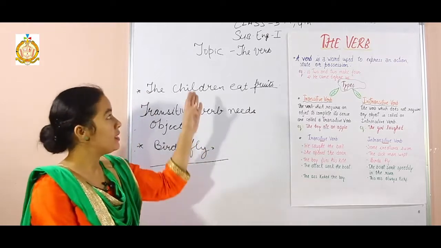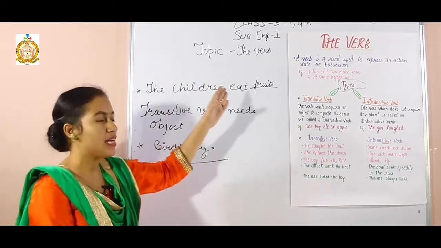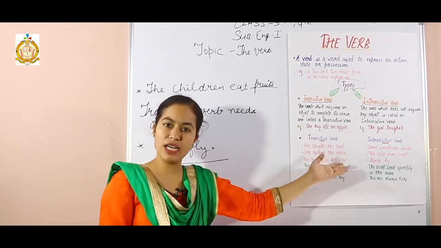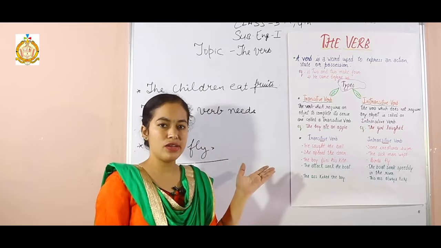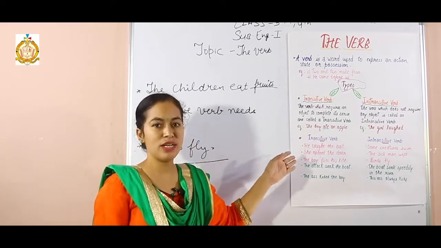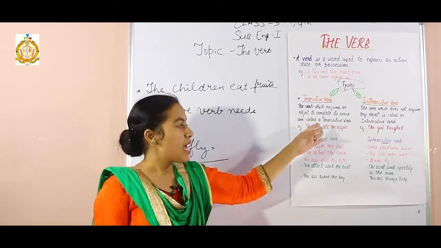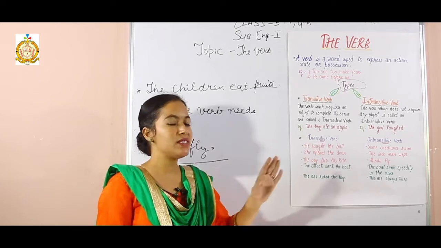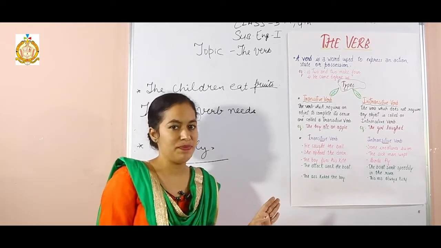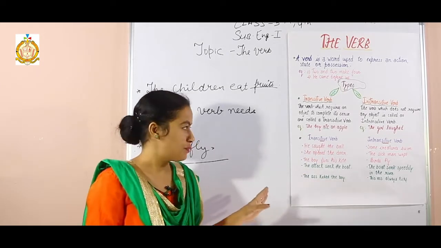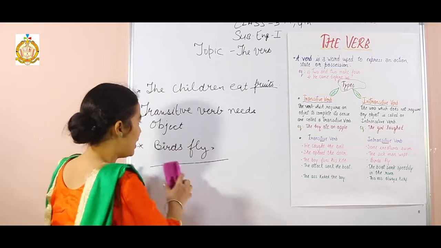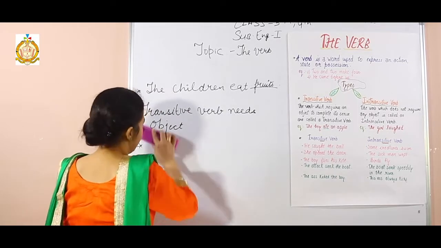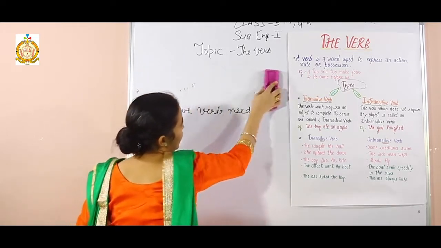So what was our topic? That is verb. And there are two types of verb, transitive and intransitive. In a transitive verb, we need an object to make a complete sense. And in an intransitive verb, there is no requirement of any object. It is always meaningful. So, I hope that verb is clear to everyone.